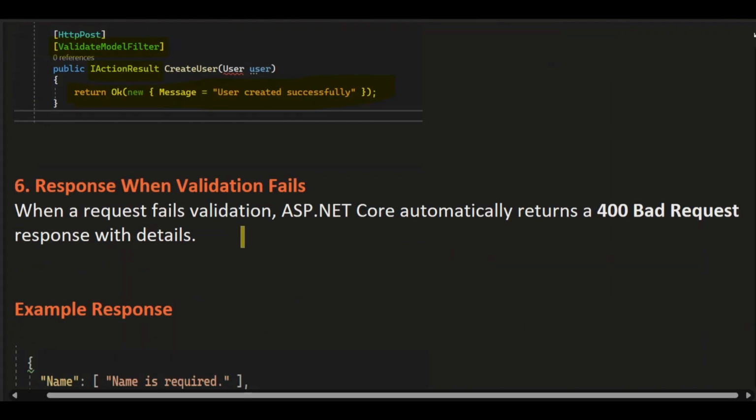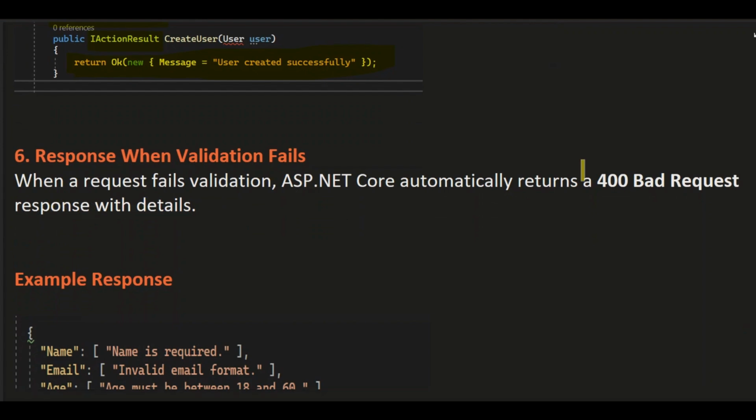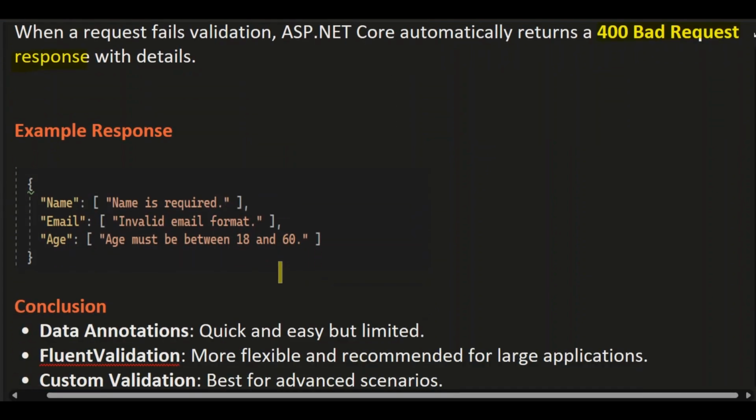6. Response when validation fails. When a request fails validation, ASP.NET Core automatically returns a 400 Bad Request response with details. Example response.